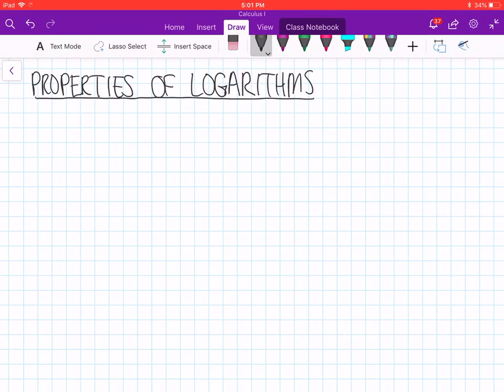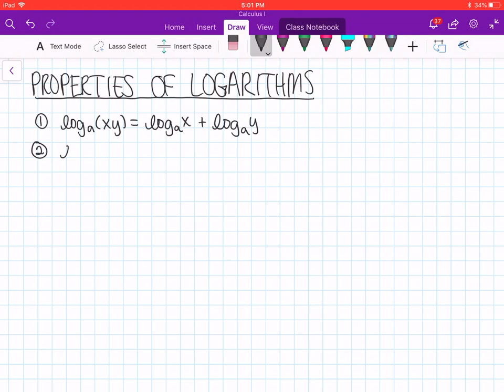Okay, so the next where we're headed is to talk about the properties of logarithms. And there's three specific properties that I wanted to talk about. So let's first look at log base a of x times y. Perhaps you know what to do. The property of logarithms is that instead of multiplying, you can add them. So the log base a of x plus log base a of y.